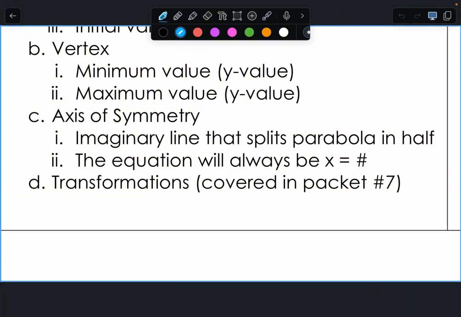That is the line that splits the parabola in half. The equation will always be x equals a number. This is not to be confused with your asymptote. Axis of symmetry is not the asymptote. Your asymptote is exponential, not quadratic, okay? So just be careful. Now, transformations is something else that's covered in this, but we're going to cover that in packet number 7.